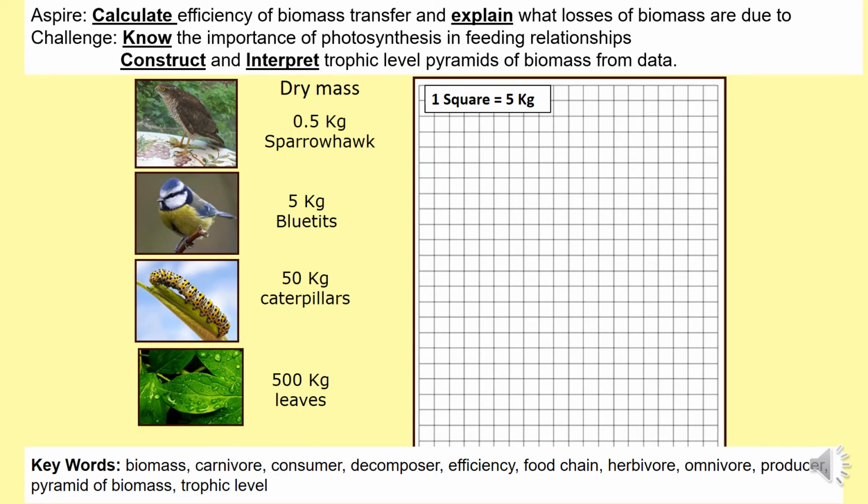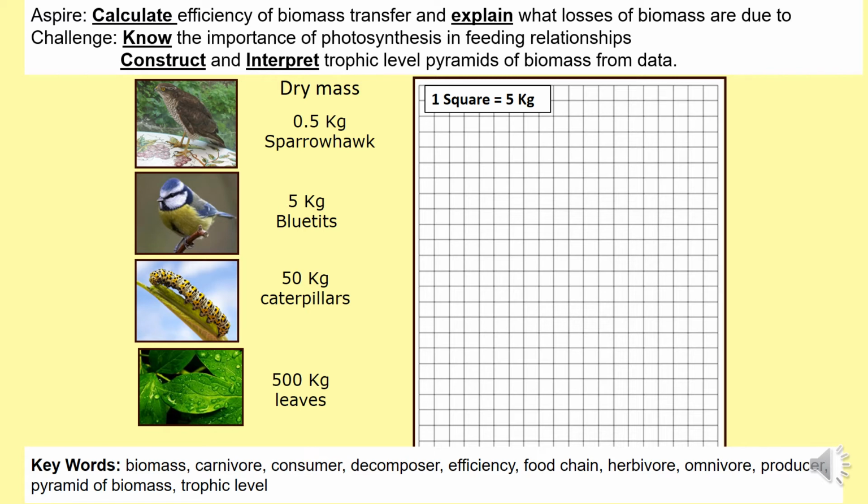So here effectively is a food chain. We've got 500 kilograms of leaves, which are eaten by a caterpillar, which is eaten by a blue tit, which is eaten by a sparrowhawk. And now in this instance, somebody has gone and they have literally, with a mass balance, found the mass of each level of that particular food chain, each trophic level.